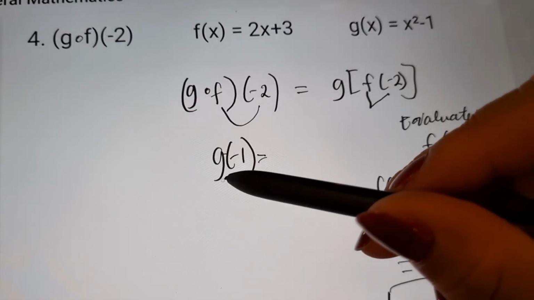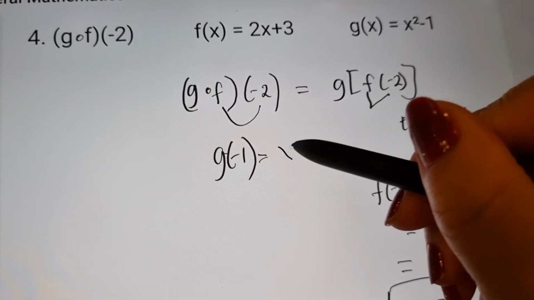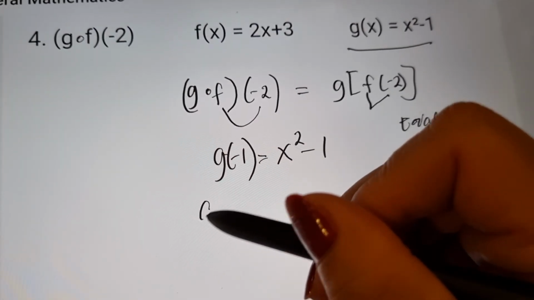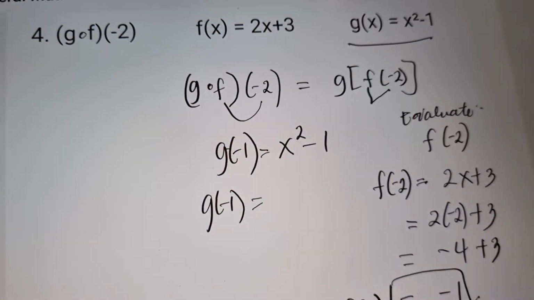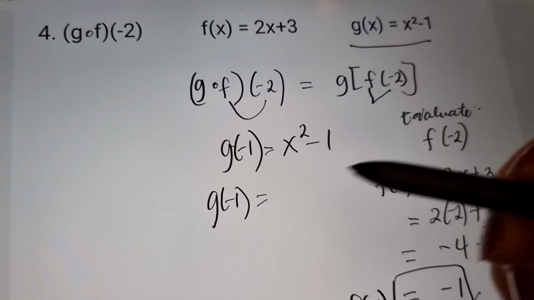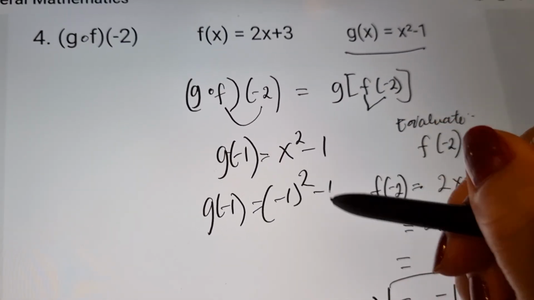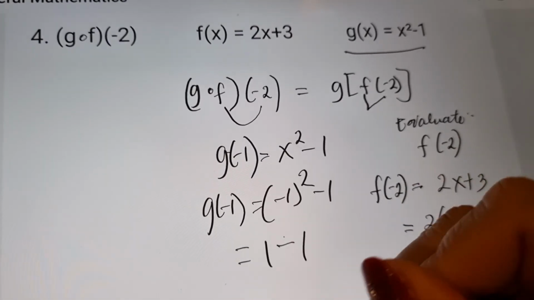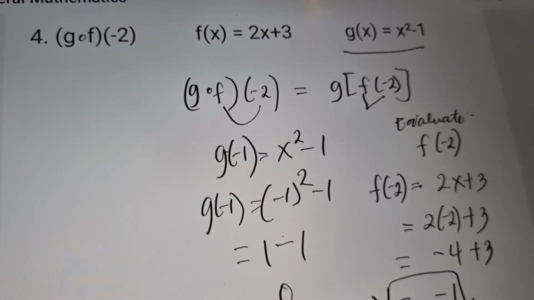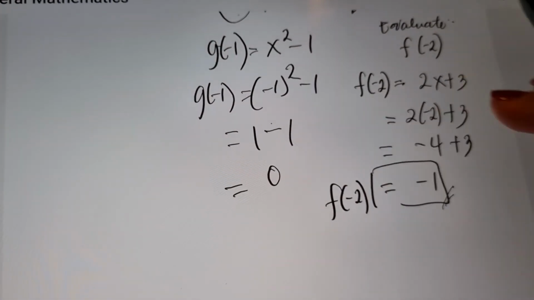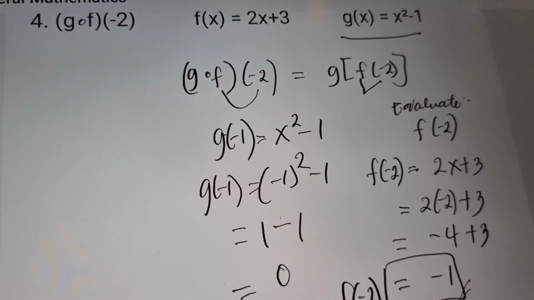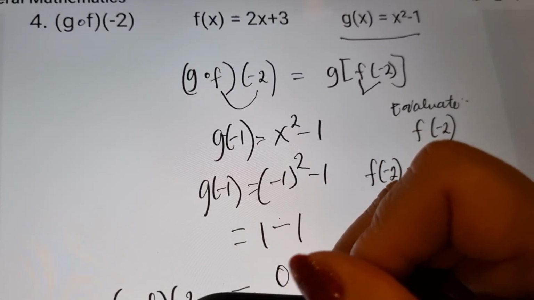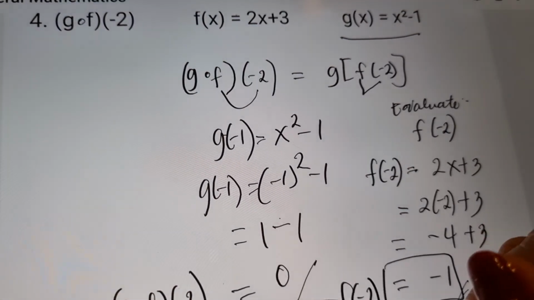Now, we're going to evaluate g of negative 1. So the function now is g of x equals x squared minus 1, and then g of negative 1 is equal to negative 1 squared minus 1. Negative 1 squared, that is 1, minus 1, that is equal to 0. Okay, which means now that g of f of negative 2 is equal to 0. The final answer.